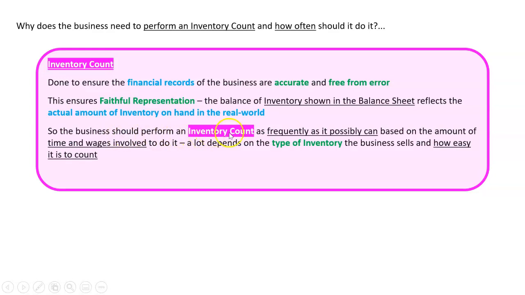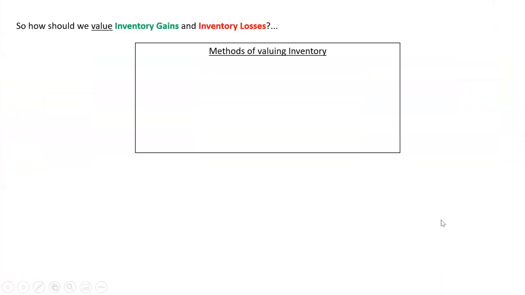So the business should perform an inventory count as frequently as it possibly can based on the amount of time and wages involved. So if we've got lots of people and money, we should do this pretty regularly. But if we don't, maybe we won't. It also depends on the type of inventory the business sells and how easy it is to count. So take Bunnings with nuts and bolts and screws, which are stored individually in some of those shops. That would take forever. If it's a car yard, that's so much easier. So that's going to sort of factor in it too. But as a minimum, we've got to do this yearly because we need to update our inventory to its actual real world balance. So how should we value inventory gains and inventory losses?